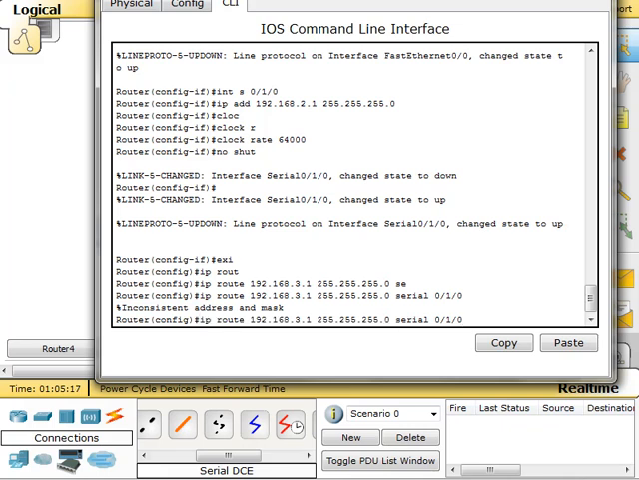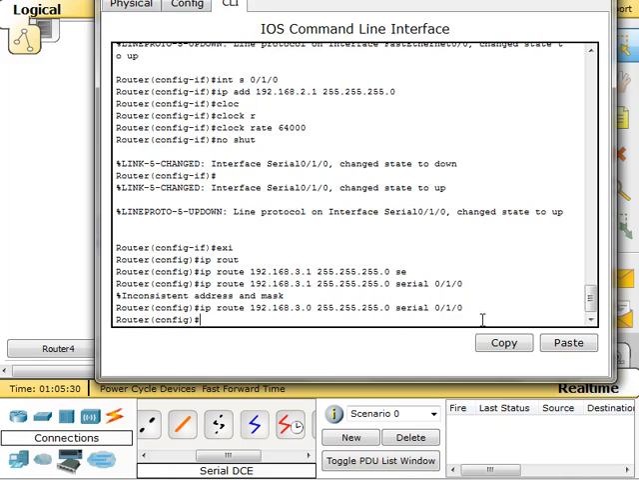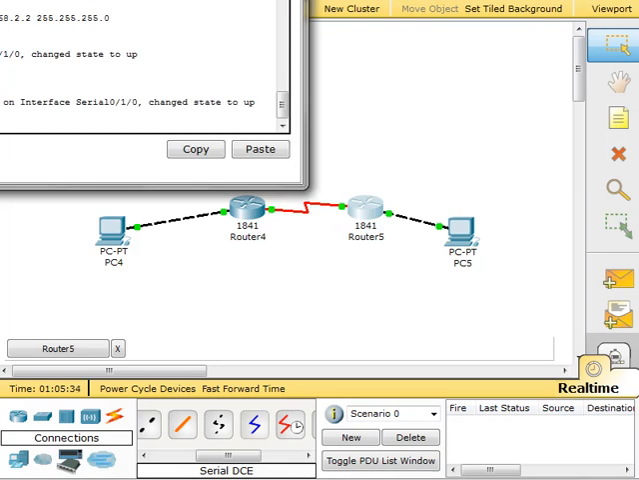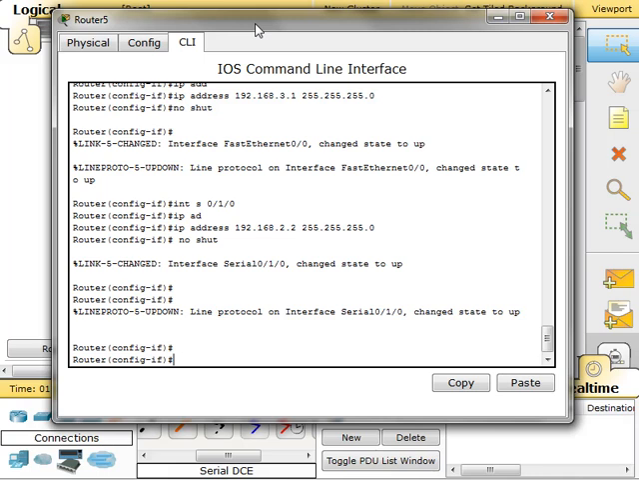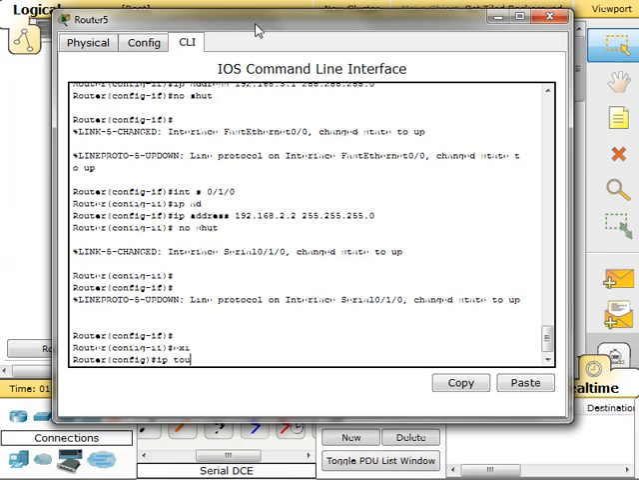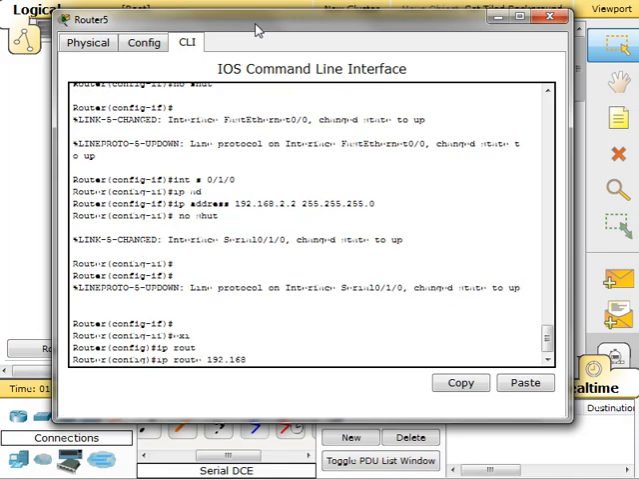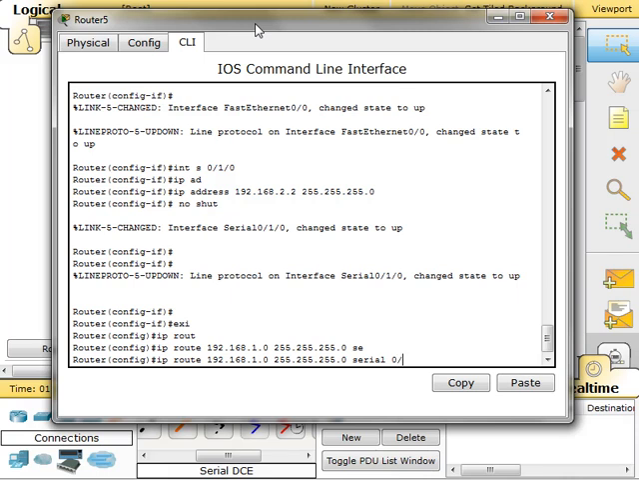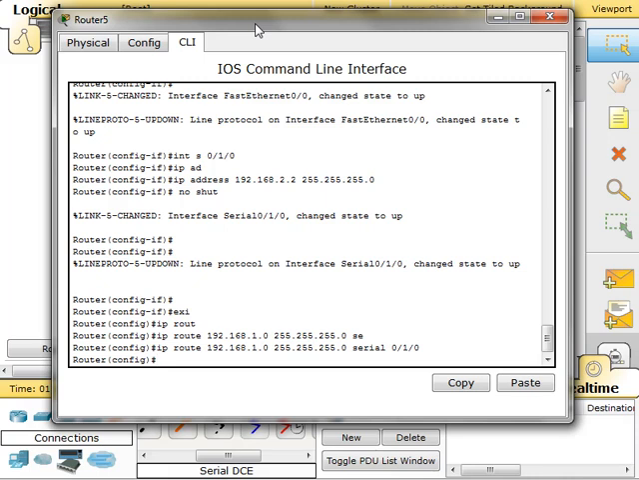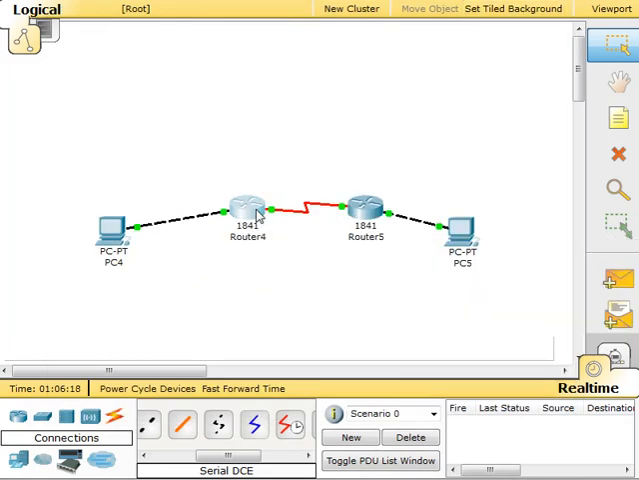Let's try that again. Okay. So I'm going to route to the 1.0 network out the serial interface. Okay, at this point I've now put in a static route in both of these.